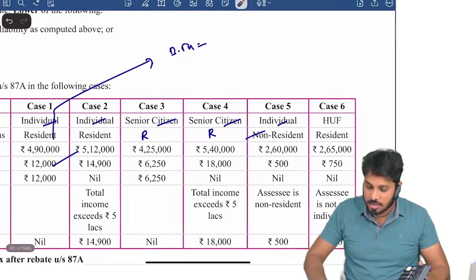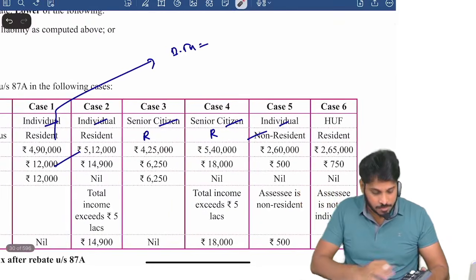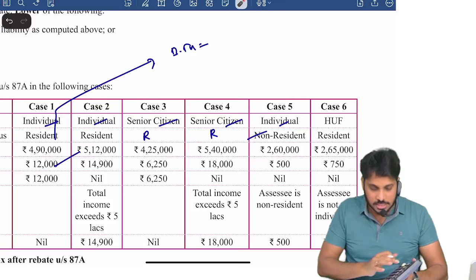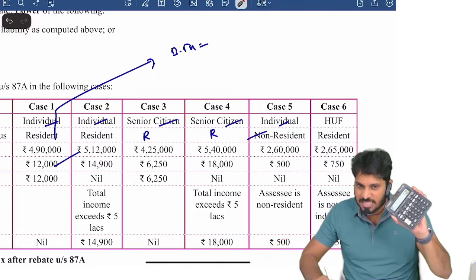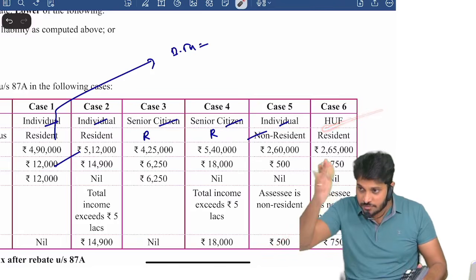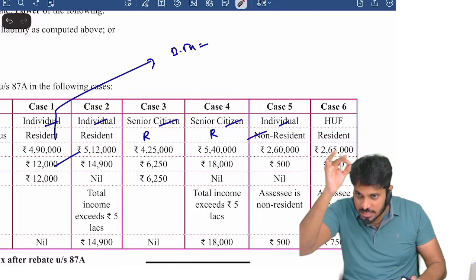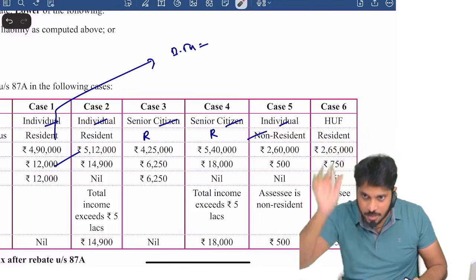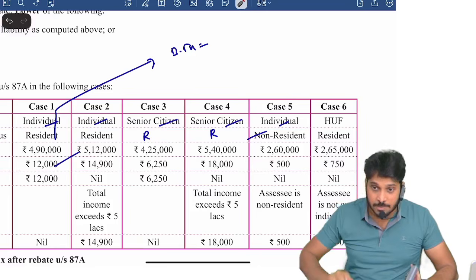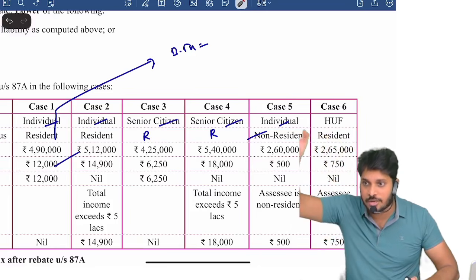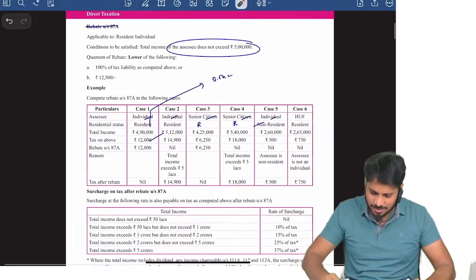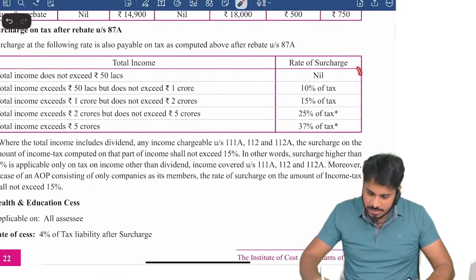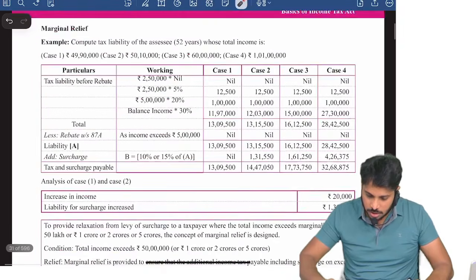Non-resident. Remember, non-resident is not eligible for rebate. Non-resident is not eligible. 2,60,000, 10,000 into 5%. Yes or no? 500 plus 4% cess. HUF is not eligible for rebate. Only individual is eligible for rebate under 87A. And I even told you, 87A rebate is not applicable for 112A long-term capital gain related tax. Correct? That's it. Easy.